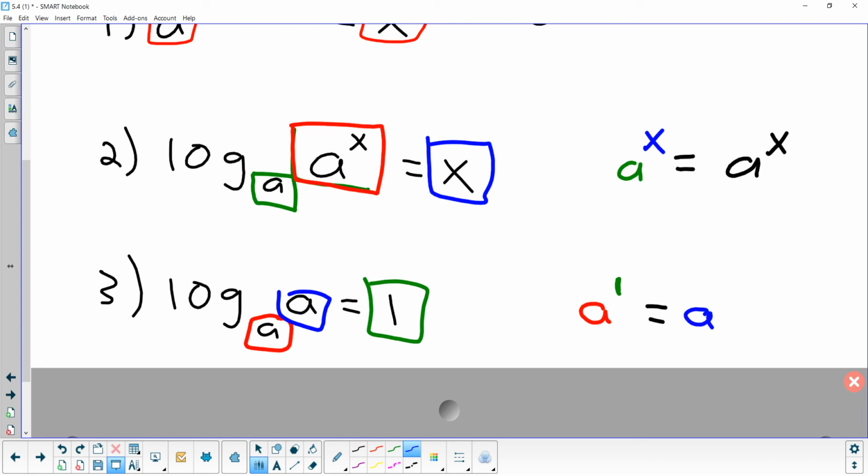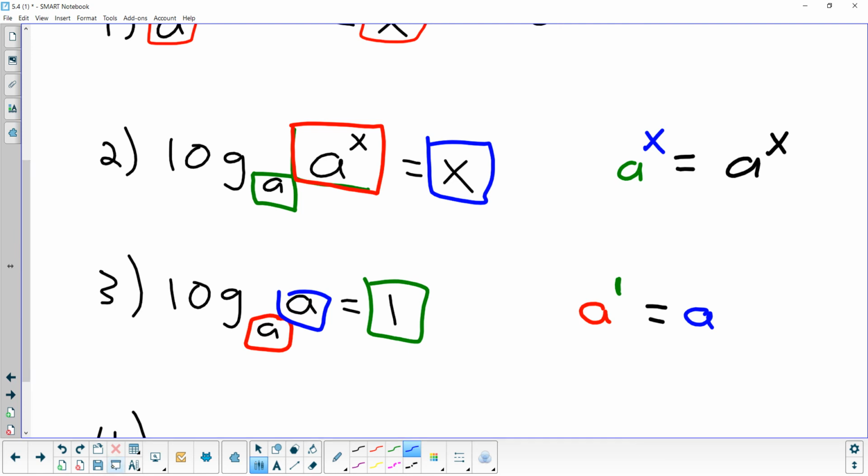So what rule 3 is saying is if you raise anything to the first power, you get itself. Again, another basic rule from algebra. Anything to the first power gives you back what you started with. This is just writing it as a logarithm. This is how you would have seen it in Algebra 1. Okay, so there are very simple reasons behind why these are true.